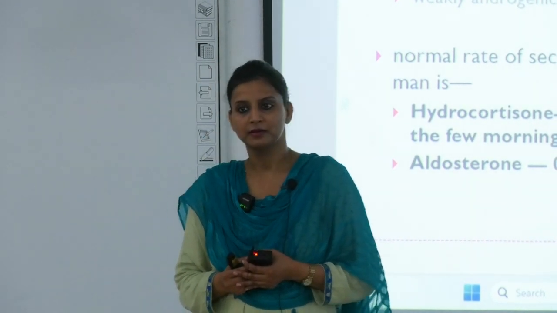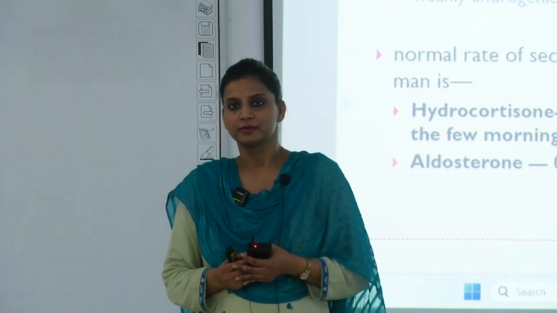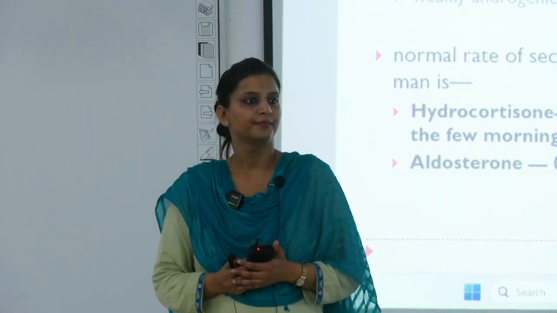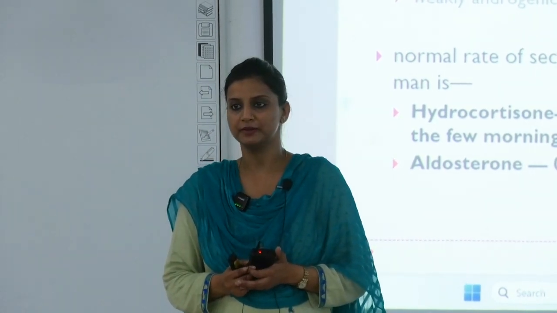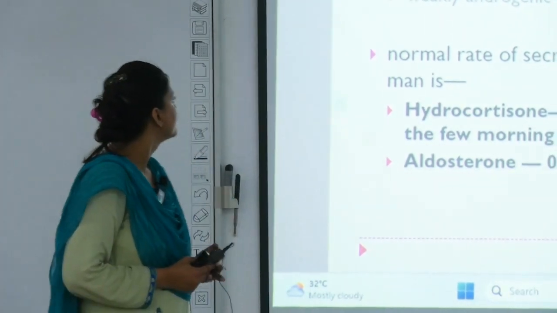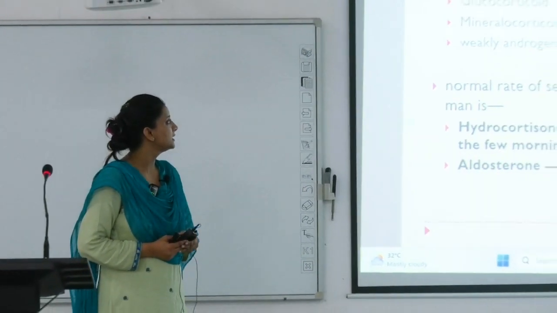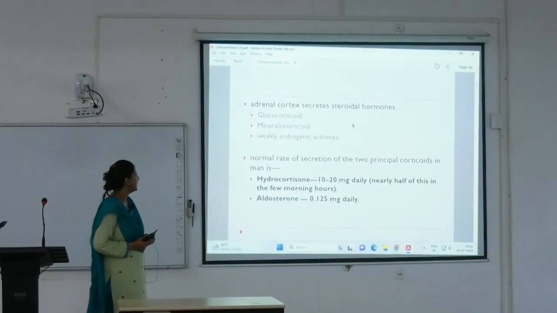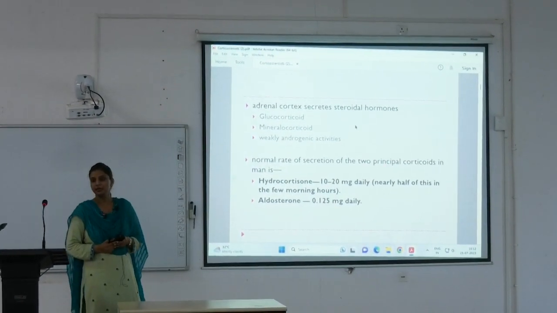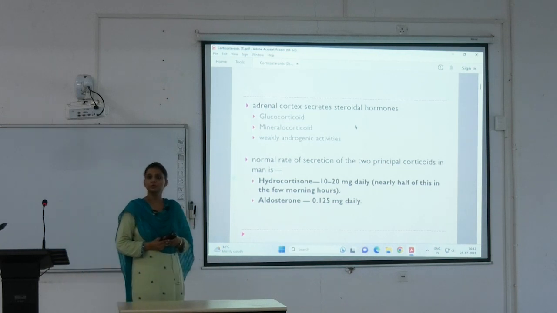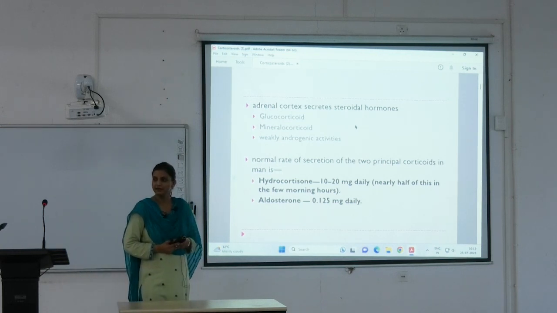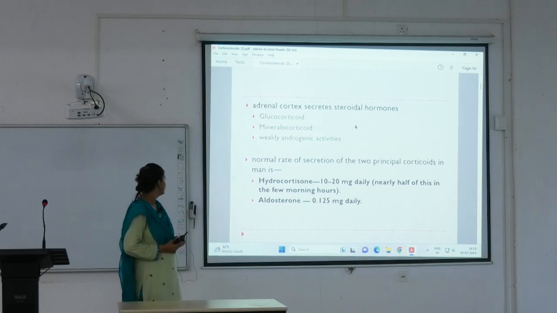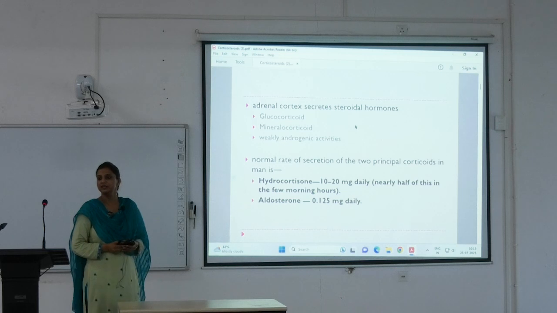Okay. So we are concerned with the cortex today. We have seen the adrenal cortex secretes the steroidal hormones, glucocorticoid, mineralocorticoid and some androgenic hormones, which are the main source of estrogen in men and in postmenopausal women. Okay. This is the normal rate of secretion.